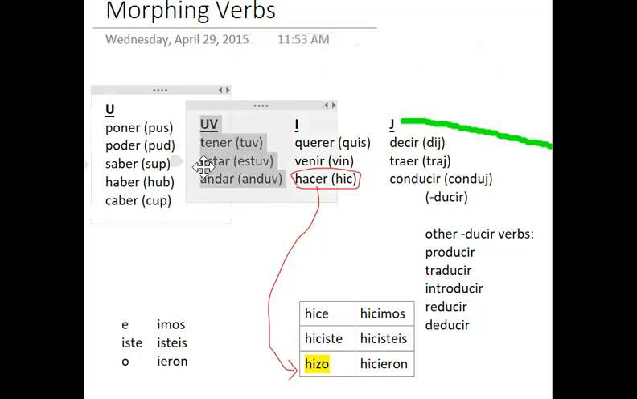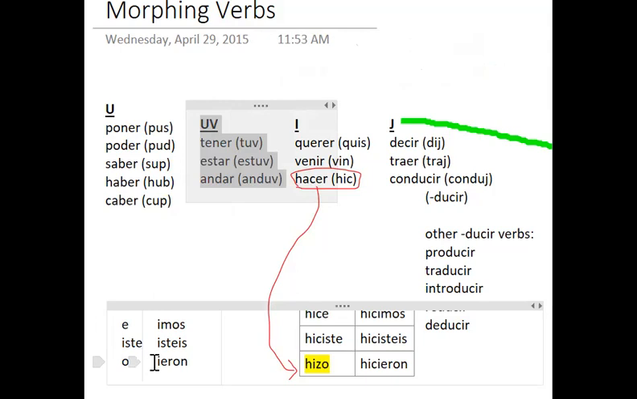So tener, estar, andar, these are the three that have a UV in the stem. Now it's not as consistent. They're not all three letters long. You can see they're different lengths. But tener becomes TUV, and it's going to become TUV in every single conjugation. We take that TUV and we put it in front of the E here and the iste and the O, and we get tuve, tuviste, tuvo, tuvimos, tuvisteis, tuvieron.